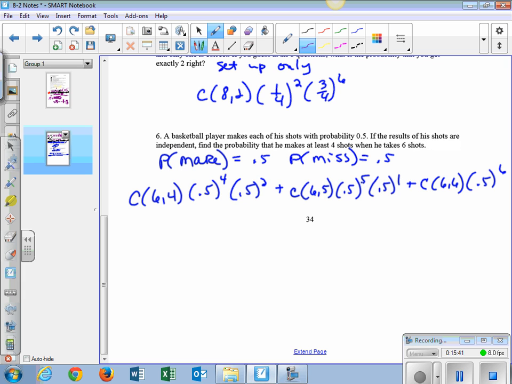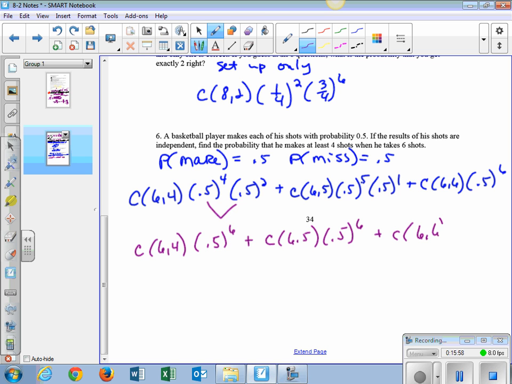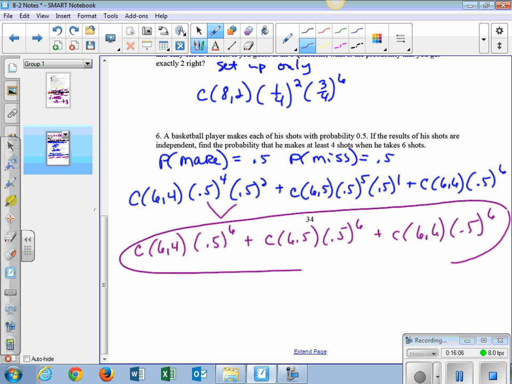Since your 0.5 are the same for making it and missing it, did anybody think of doing combination of 6 choose 4 times 0.5 to the 6th plus combination 6 choose 5, 0.5 to the 6th plus combination 6 choose 6, 0.5 to the 6th? Did anybody think about doing that? That is an acceptable way as well. So either one, I don't really care. The second one's just kind of like simplifying your powers.